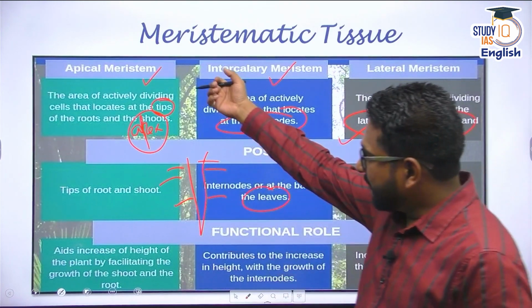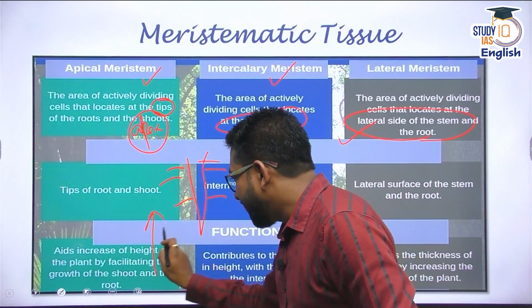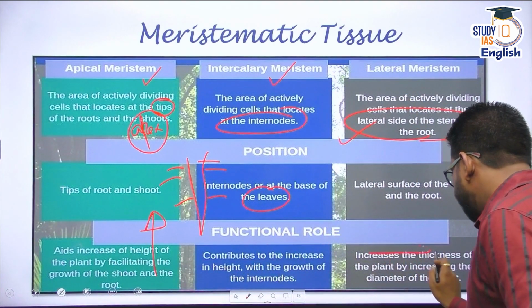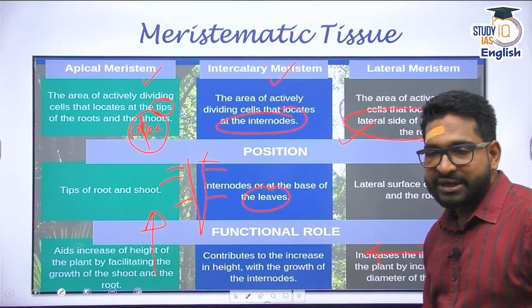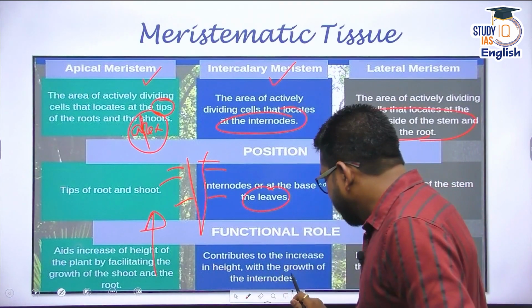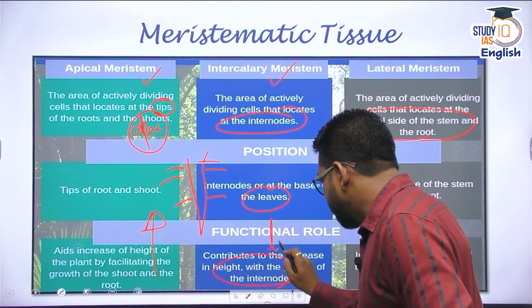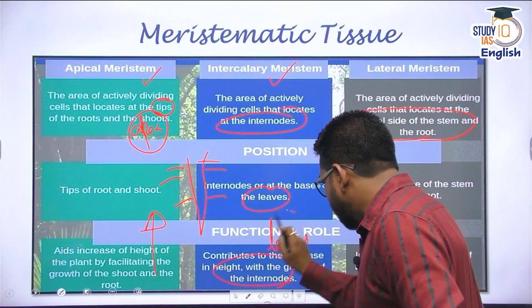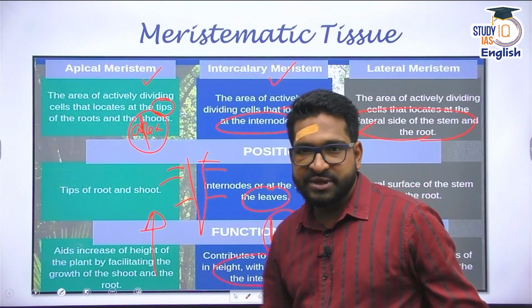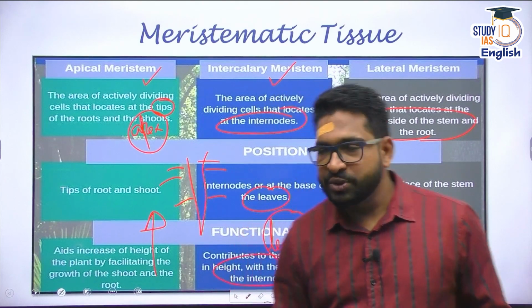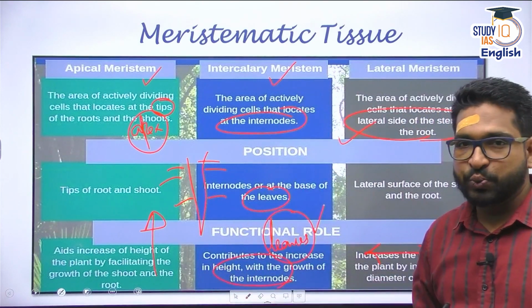So the apical meristem aids in height. The lateral meristem helps in widening, that means it helps in increasing the girth. And the intercalary meristem helps in growth of the internodes. It helps in development of leaves, branches, and different nodes connected to the plant. So this is meristematic tissue.